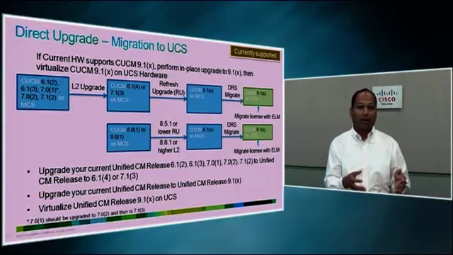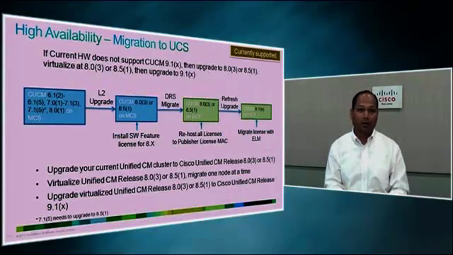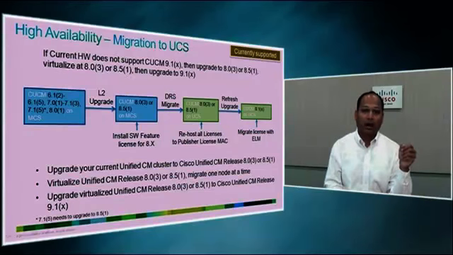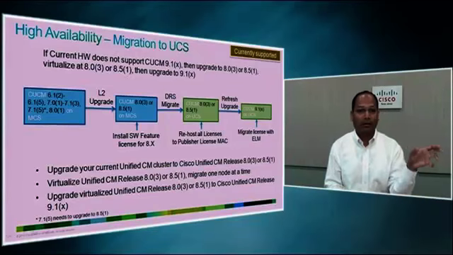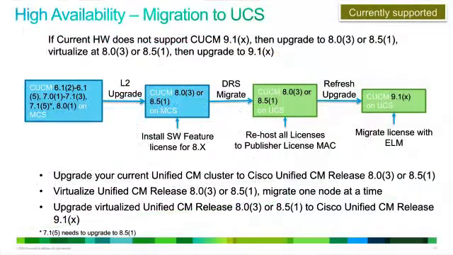If it's a high availability upgrade document, then you will see again in the high availability document, remember we have identified your server that cannot be upgraded all the way to 9. So we'll recommend an interim release. So you can upgrade to, say, release 8.03, and then you will have a procedure that tells you how to virtualize at 8.03.